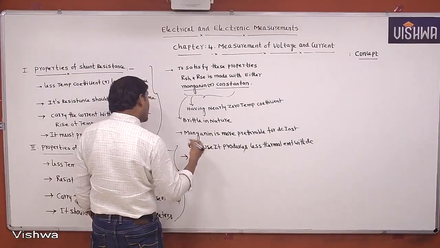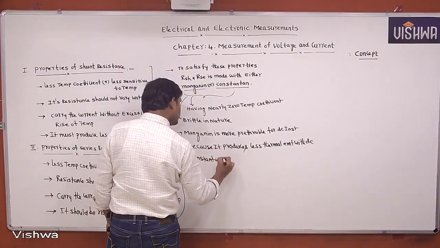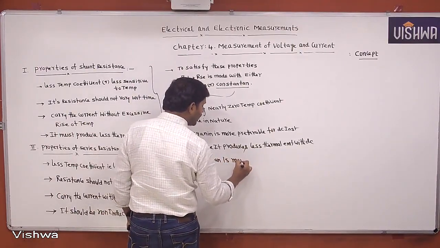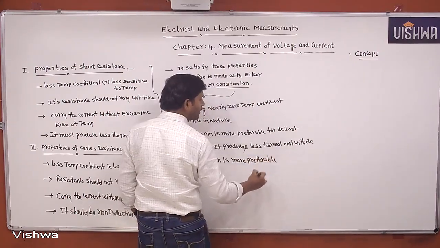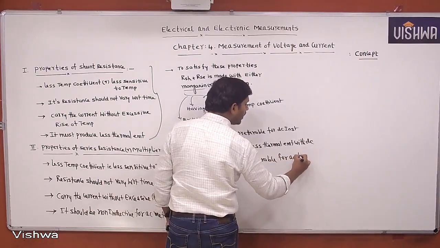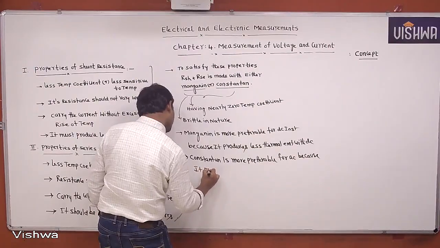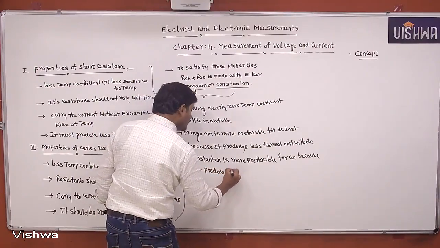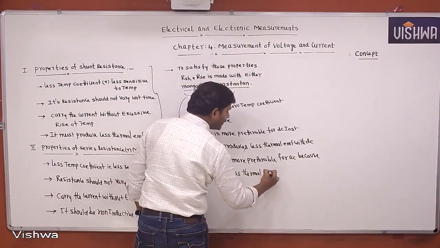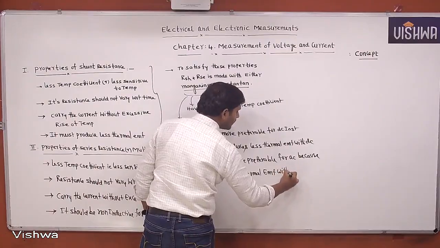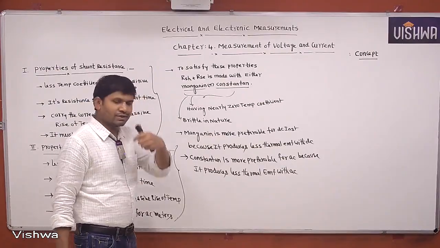But constantan is more preferable for AC because it produces less thermal EMF with AC. Like this, if AC or DC is asked, we can select accordingly.